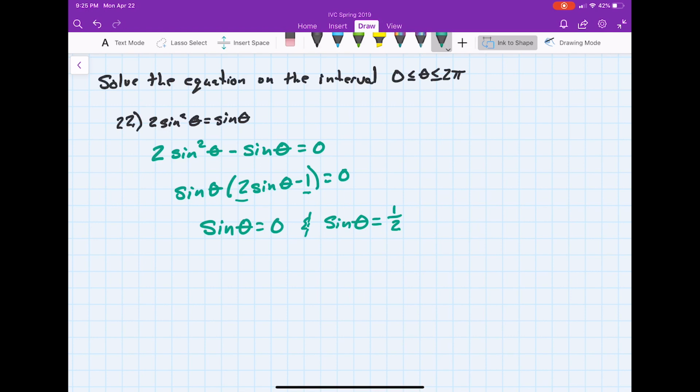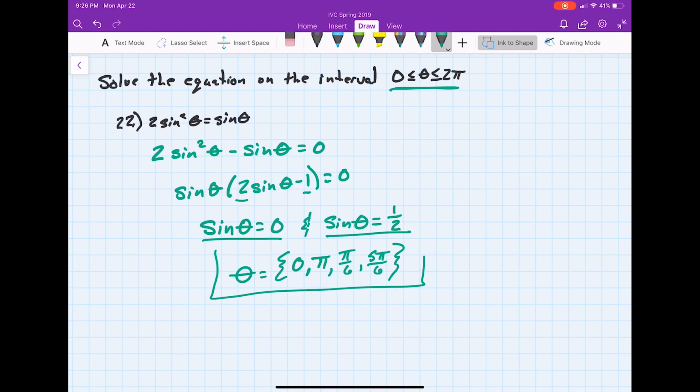Now let's find the set of radians that would satisfy the interval. So when is sine theta equal to 0? Well, it's equal to 0 at 0 and at pi. Now let's look at sine is equal to 1/2. When does that happen between 0 and 2 pi? Well, it's positive, so we can only use these. So pi over 6 and 5 pi over 6. So there's that guy.